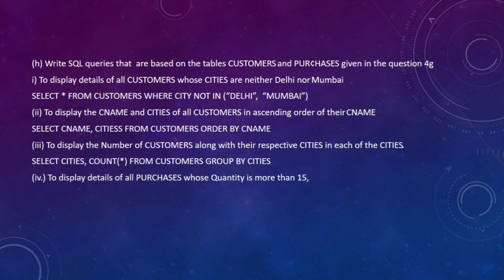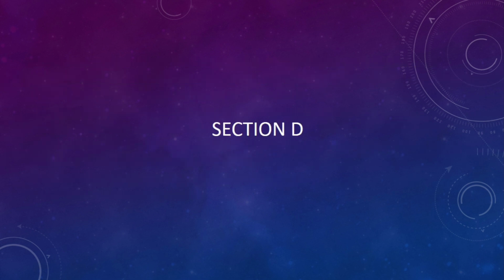And the fourth one is to display details of all purchases where quantity is more than 15. Right. So since all the details are asked, so select star from purchases where quantity greater than 15. Right. Now here we come to the section D.